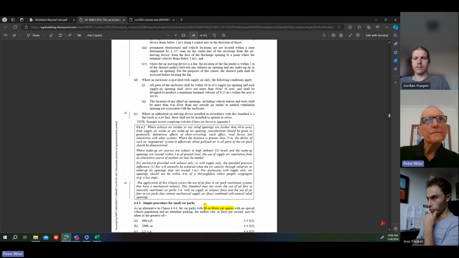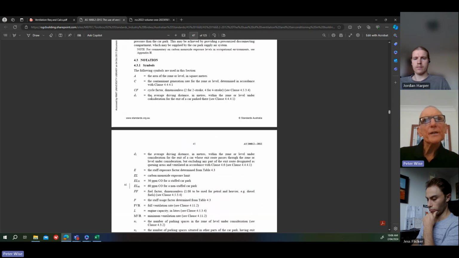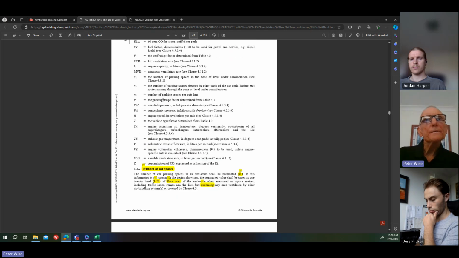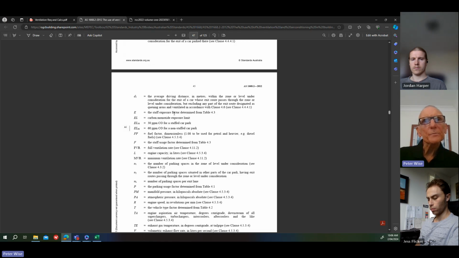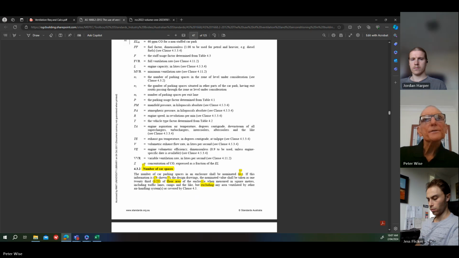D1, we'll go back to the definitions. So D1 is the average driving distance in metres within the zone or level under consideration for the exit of a car parked there. So let's say you're looking at basement number 1. N1 is the number of parking spaces in the zone or level under consideration. Then D1 is the average driving distance within the zone or level under consideration for the exit of a car parked there. We'll talk about that a bit more in a second. N2 is the number of parking spaces situated in other parts of the car park having exit routes passing through the zone or level under consideration.